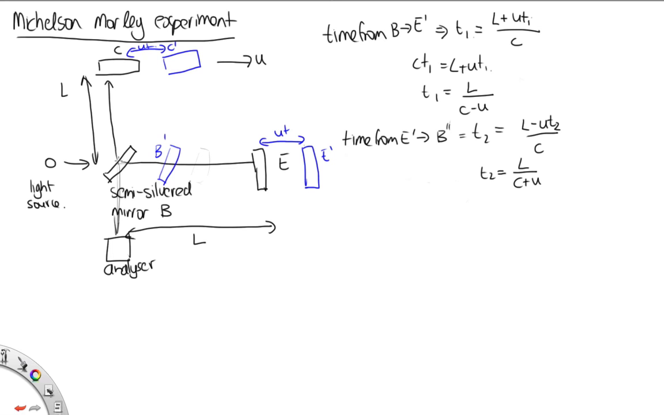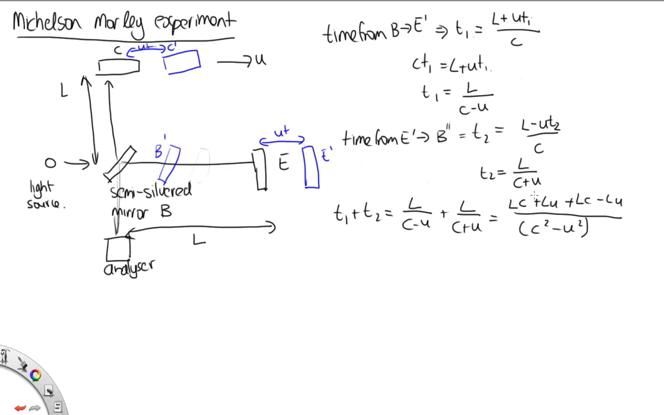So the total time for it to go from B to E and back again is T1 plus T2, which is equal to L over C minus U plus L over C plus U, which is equal to LC plus LU plus LC minus LU over C squared minus U squared. This and this will cancel, and so we end up with 2LC over C squared minus U squared. So that's the time it'll take along this arm. Let's now consider the time it'll take along this arm.